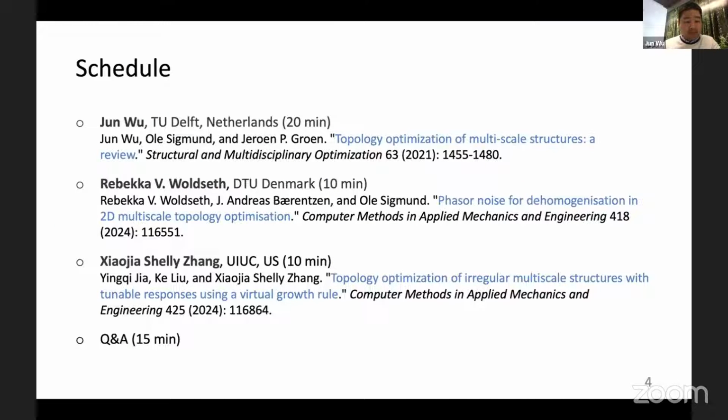This is our schedule today. Following our new format, we start with a presentation of one review or education paper. Today, I will present the review article that I wrote together with Ole Sigmund and Jeroen P in 2021, published in Structural and Multidisciplinary Optimization. Following that, Rebekka Woldseth will present her recent work on phasor noise-based dehomogenization for 2D multiscale topology optimization. And Shelly will present her recent work on topology optimization of irregular multiscale structures.